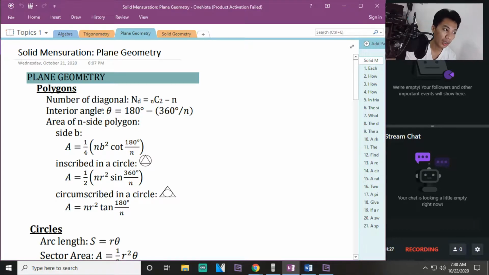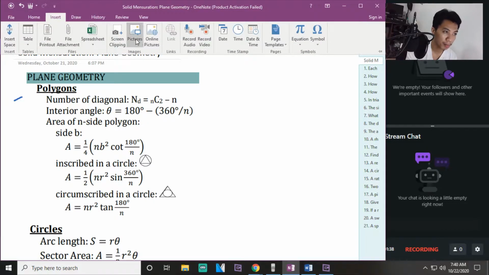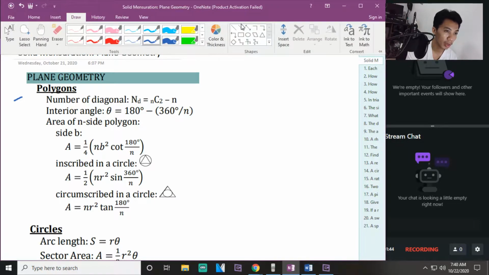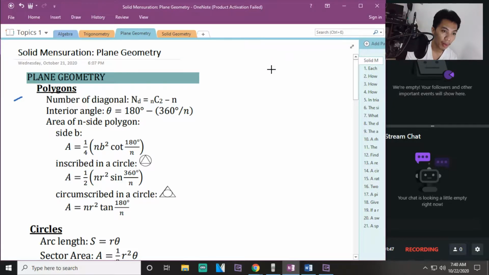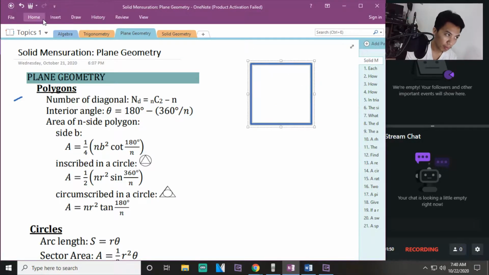Now, meron tayong mga katangian ng polygons dyan. Number one, meron kayong diagonals. Ano nga ba yung diagonal? So, let us make a figure here. Draw a figure like this one. And then, ano ba yung diagonal, sir? Diagonals are anything that is drawn from a vertex to another vertex, on opposite vertex. Ayan. Hindi adjacent vertex. Ayan, diagonal. Medyo pangit lang yung drawing. These are diagonals.